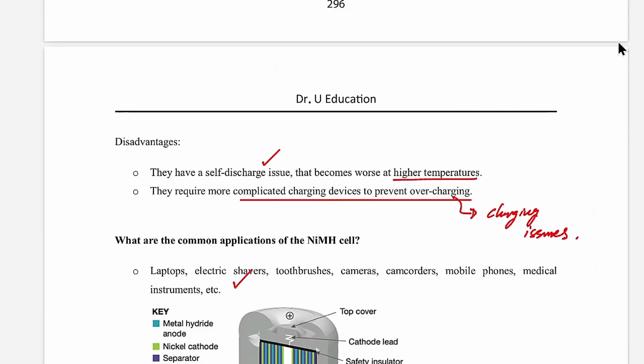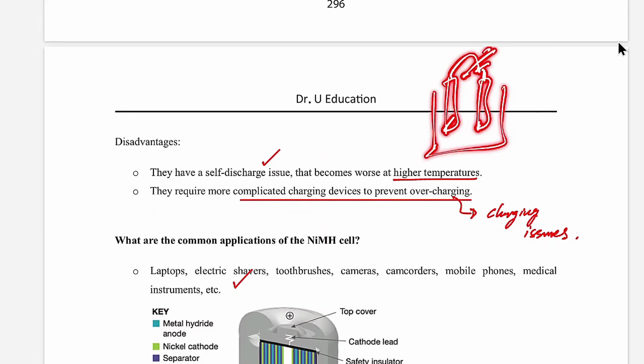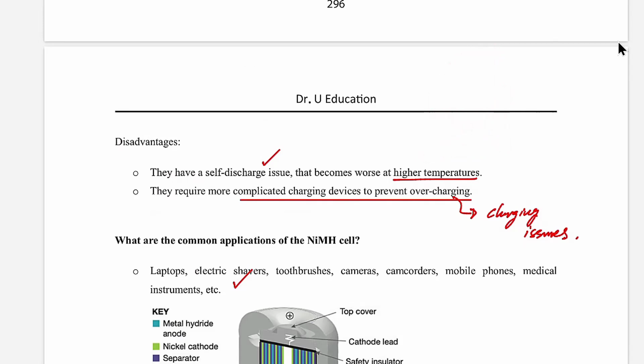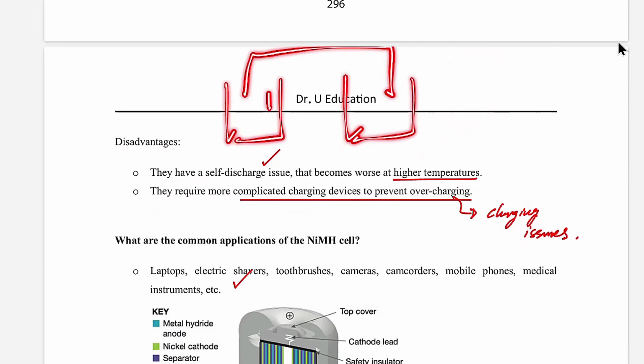Because these are rechargeable batteries, right? In the rechargeable battery, you have a container like this, and a charging port here. Now think about galvanic. A galvanic cell has this structure. Why does the galvanic cell have this structure? Because this is a non-spontaneous reaction, right?